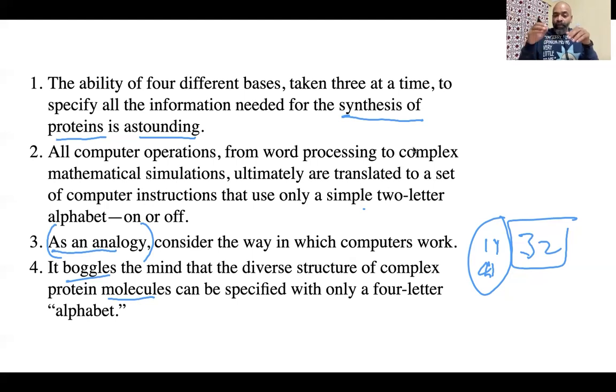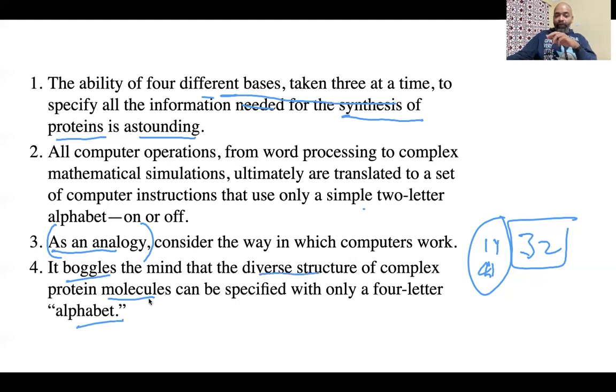In 4, directly coming down to diverse structure of complex protein molecules is specified inside the alphabet. So now we are being introduced to what exactly it is, the alphabet in quotes, right? Not some vague term like 4 different bases taken 3 at a time. This is the vague part. This is the specific part. The generic part comes before the specific part.